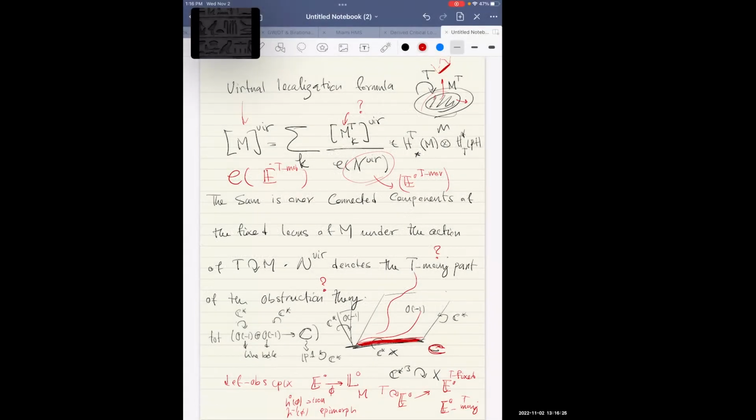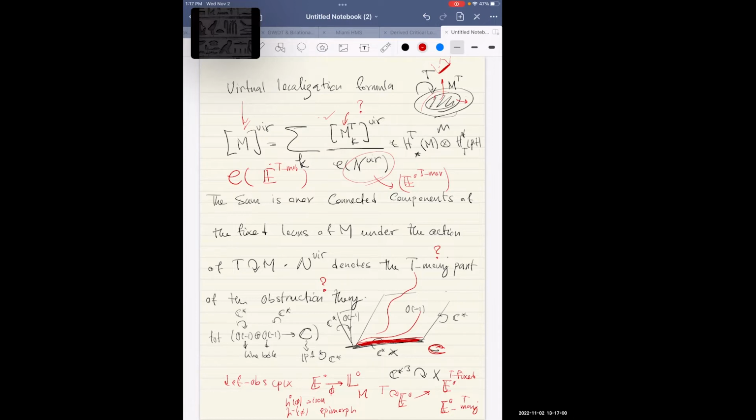Last time we discussed a formula for how the virtual cycle of a moduli space that undergoes an action of a torus localizes to the virtual cycle of the torus fixed locus part of that space. Of course, these two cycles are not equal to each other. You need to modify the formula and basically divide by the Euler class of the normal bundle.